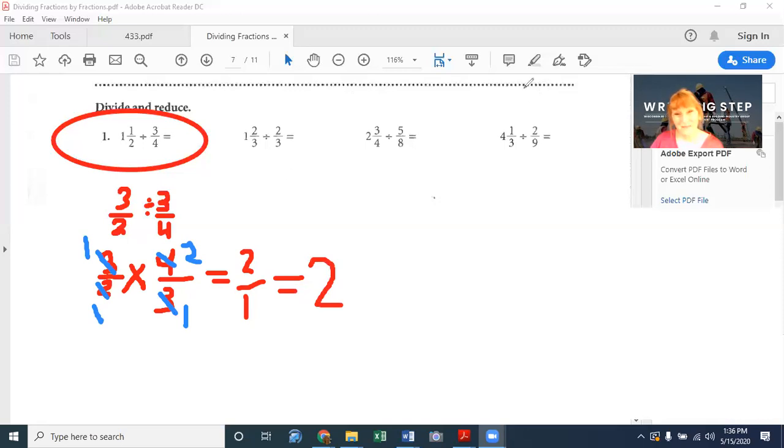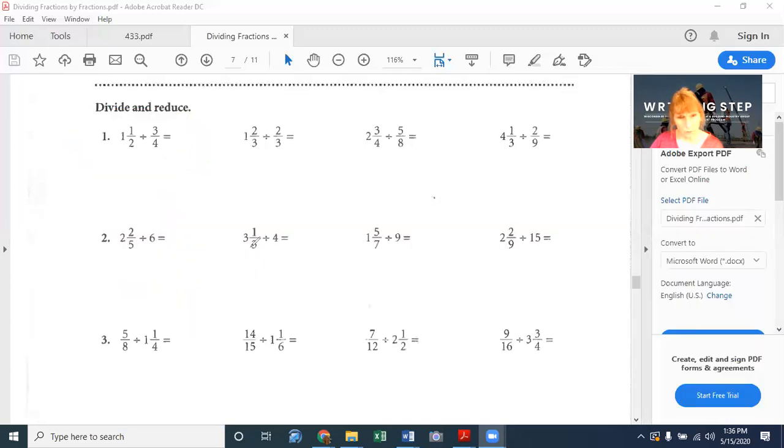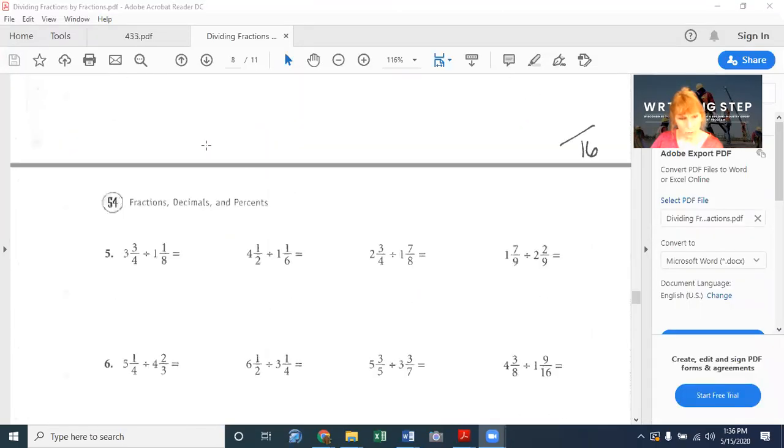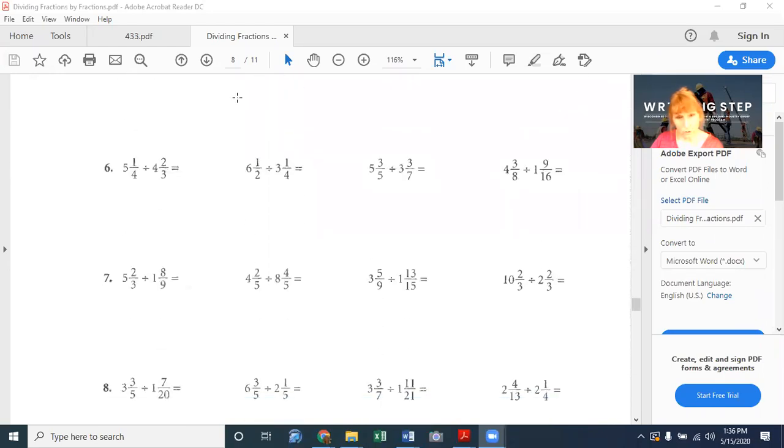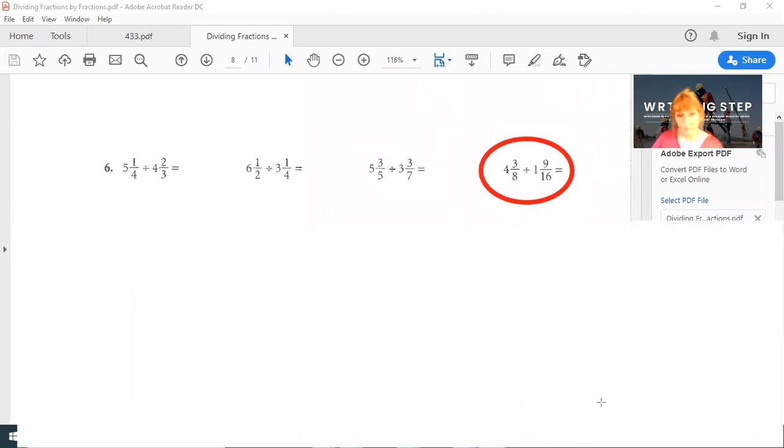Okay, let's go ahead and clear that. Move down to a few other ones here. Let's go to lots and lots here. Let's try this one here. You can get lots of good practice. So let's do that one. Let's make a little bit of white space here for us. Okay, so we have 4 3/8 divided by 1 9/16.